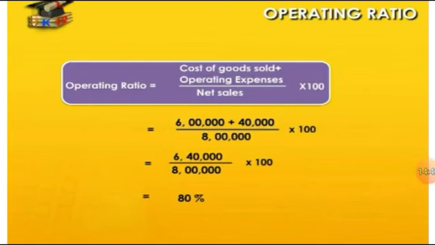While finding out the operating ratios, cost of goods sold is already given, which is given as 6 lakhs, and operating expenses, which is given as 40,000. So both you have to add to get 6 lakh 40,000 divided by 8 lakhs into 100, which gives you 80%. The significance of this is computed to express cost of operations excluding financial charges in relation to revenue from operations. It is operating profit ratio.